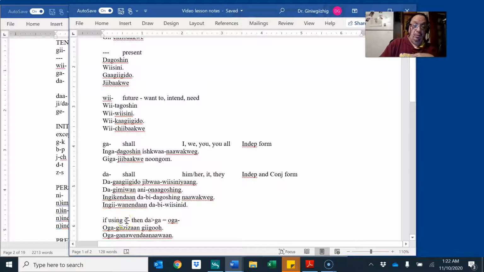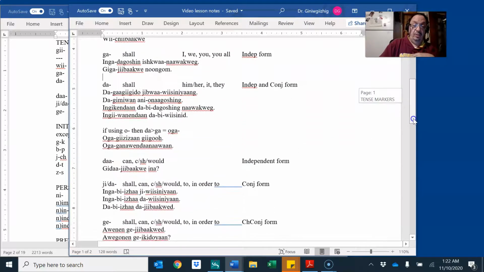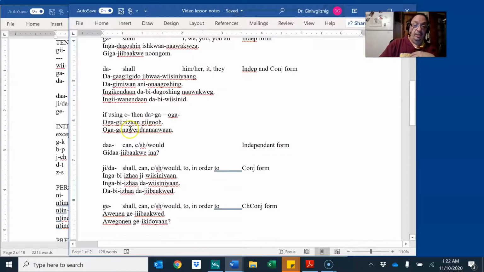If using O, then da is going to change to ga. Remember, da is for him, her, they, or it. Sometimes we have to use the O. He shall cook fish: instead of da, the da is going to change to ga, because ga is normally me or you, singular or plural. O in the front, wan in the back means they. They shall watch over it. They shall take care of it. Da: can, could, should.